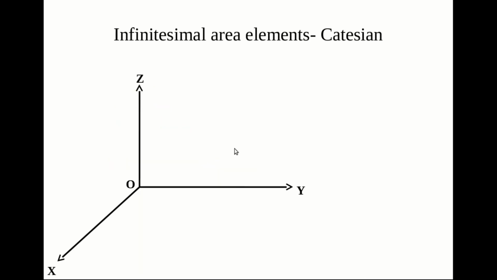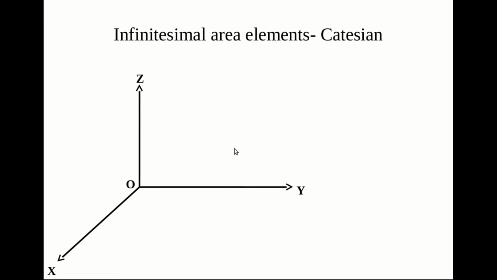In general, the dl vector, the infinitesimal displacement vector in three dimensions in spherical polar coordinates, can be written as dlr r cap plus dl theta theta cap plus dl phi phi cap, that is dr r cap plus r d theta theta cap plus r sin theta d phi phi cap. Let us move on to infinitesimal area elements.